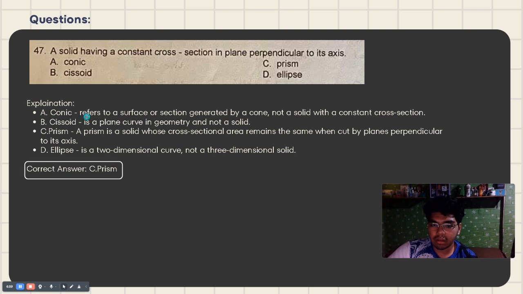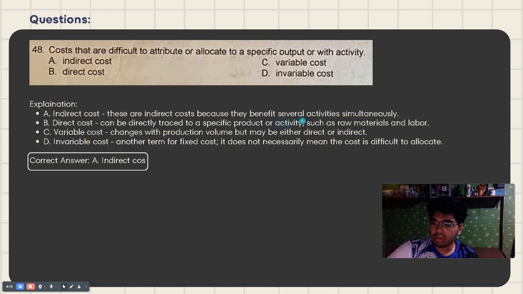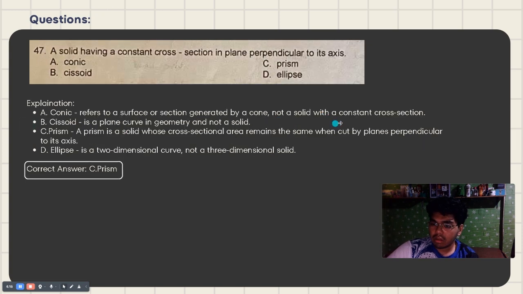A. Conic refers to a surface or section generated by a cone, not a solid with a constant cross-section. B. Cissoid is a plane curve in geometry and not a solid. C. Prism. A prism is a solid whose cross-sectional area remains the same when cut by planes perpendicular to its axis. And letter D. Ellipse is a two-dimensional curve, not a three-dimensional solid.